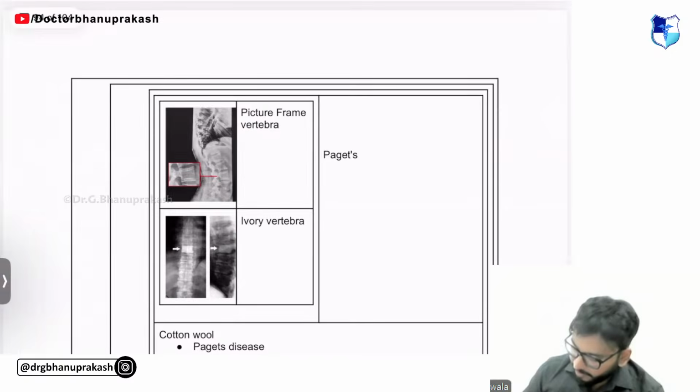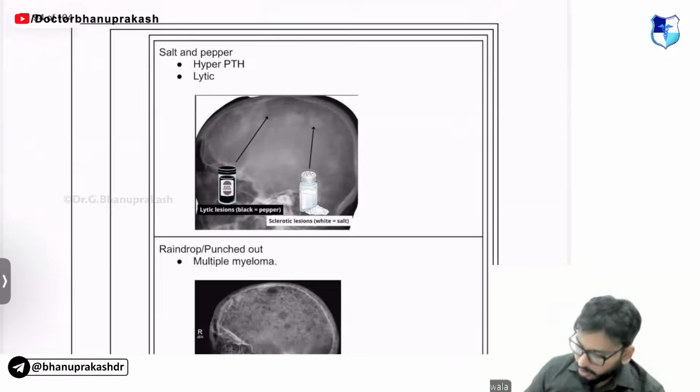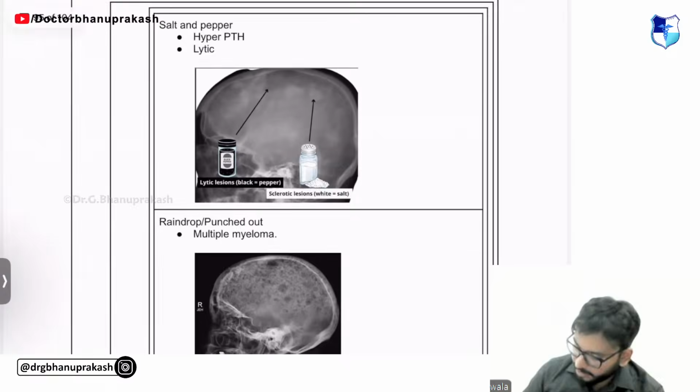Okay. Again, picture frame vertebra, ivory vertebra. We've seen Paget disease, cotton wool. Again, we've seen Paget's. Okay. Salt and pepper, we've seen hyperparathyroidism.